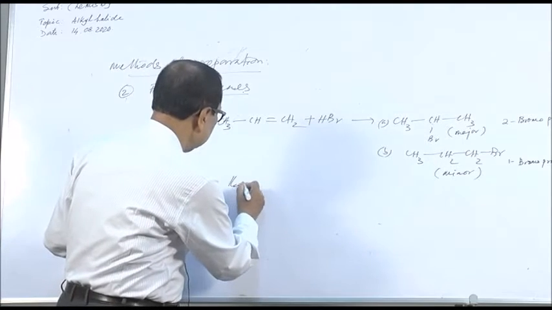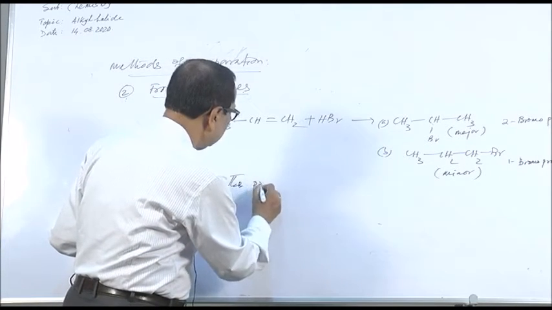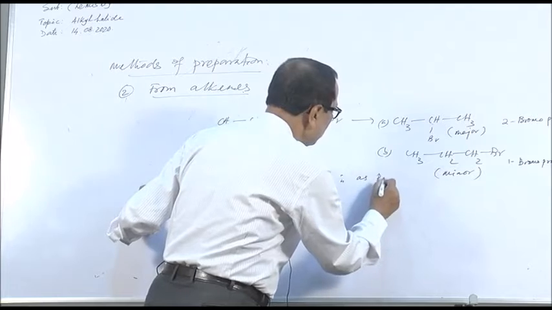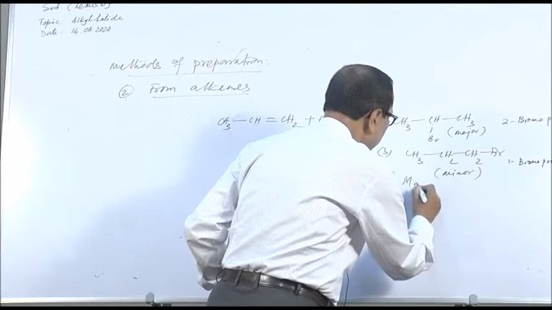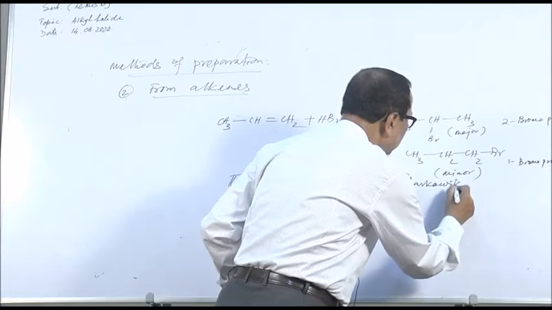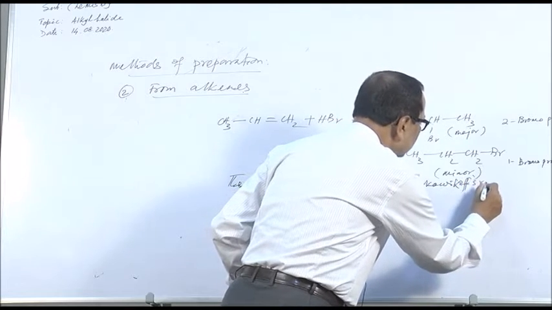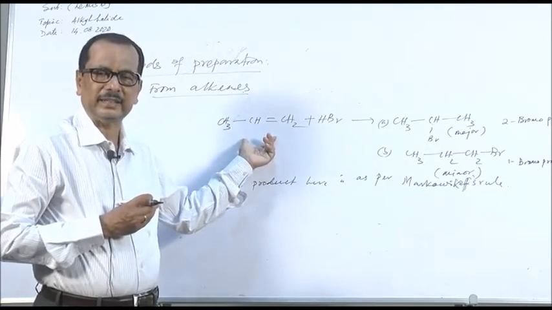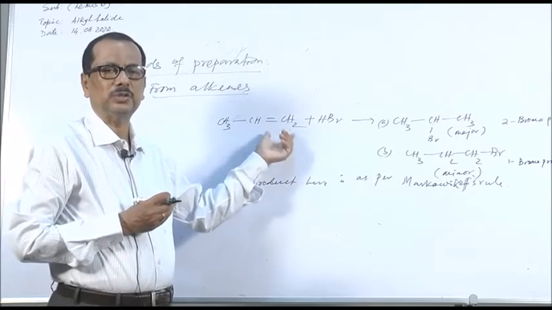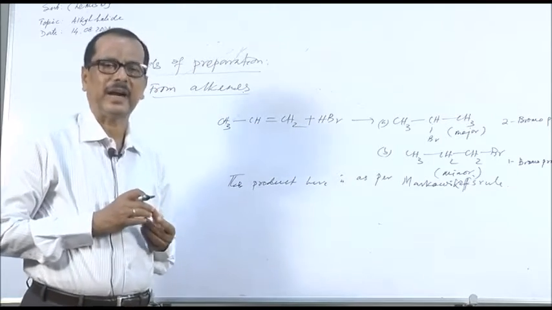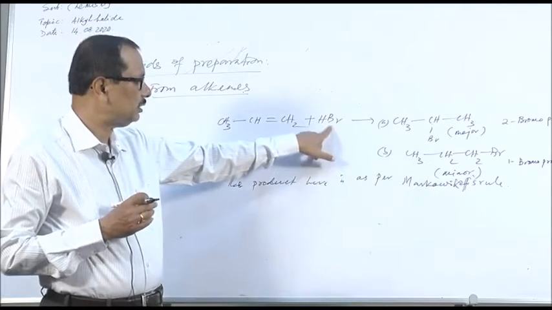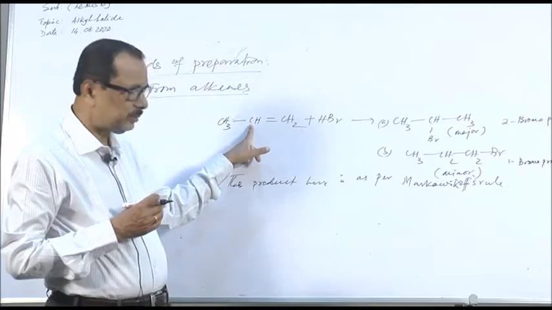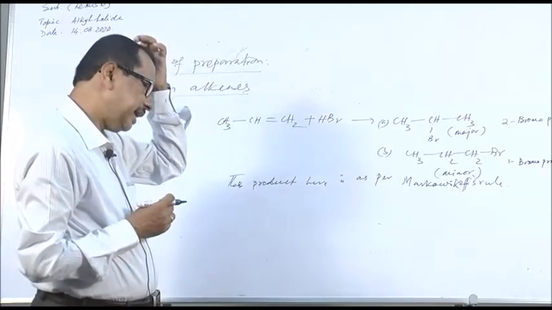The product here is as per Markovnikov's rule. Markovnikov's rule says that when addition occurs in case of unsymmetrical alkene, the negative part of the addendum goes to that carbon atom which contains less number of hydrogen atoms. Here the negative part of the addendum is bromide, so bromide goes to this carbon atom and hydrogen goes to this carbon atom, because this carbon atom contains less number of hydrogen atoms.